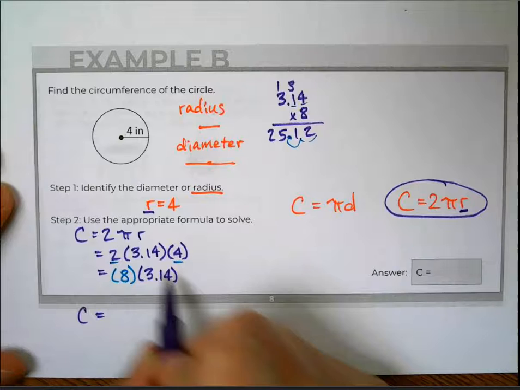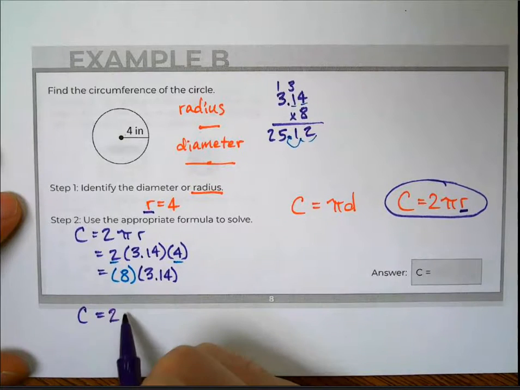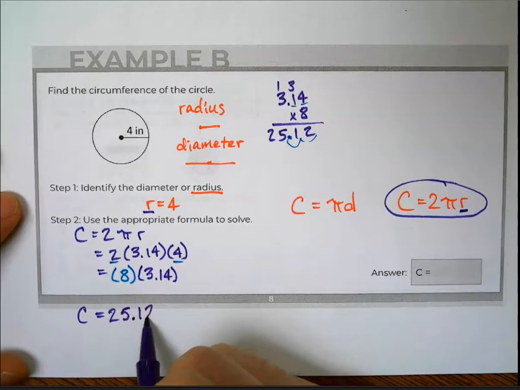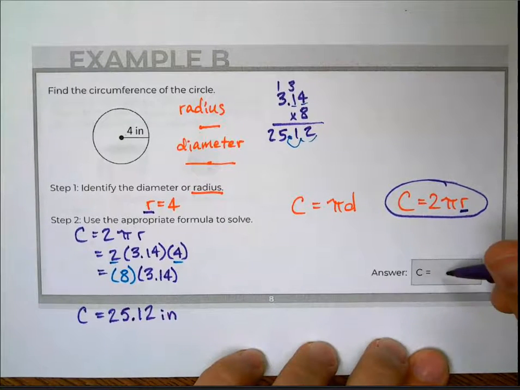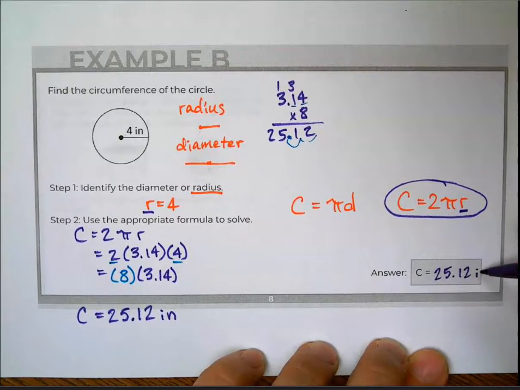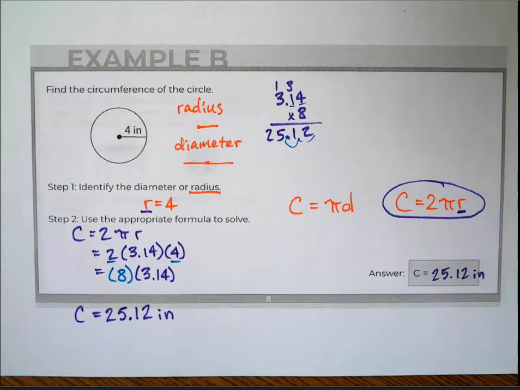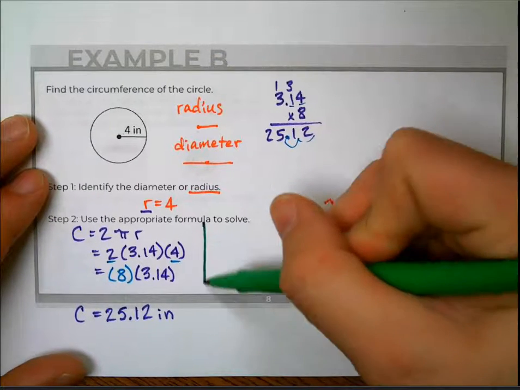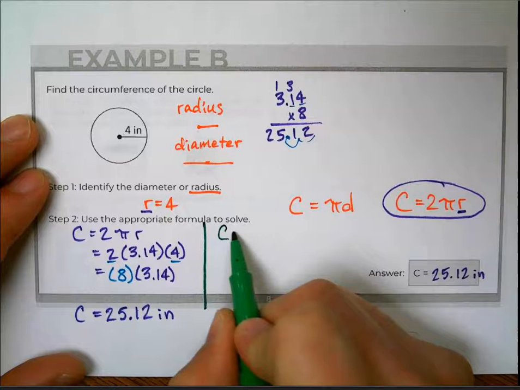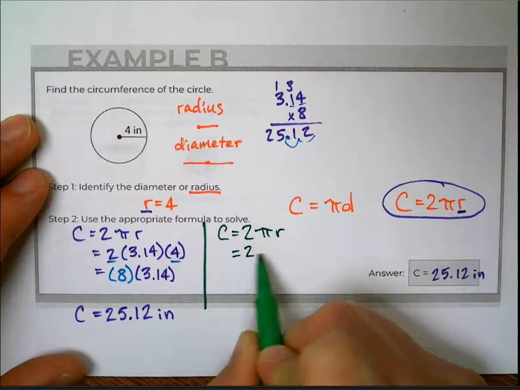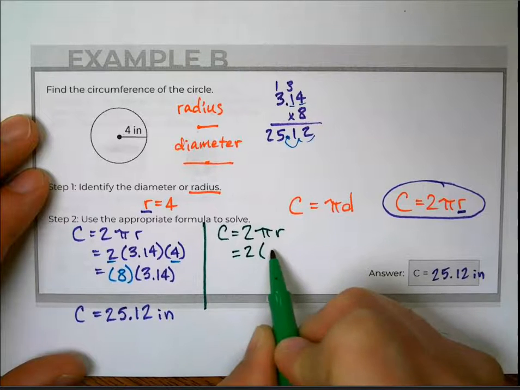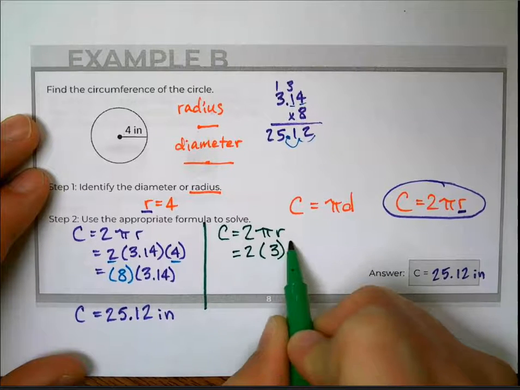So the circumference using 3.14 is 25.12 inches. So that is one answer that you can use. I will definitely accept that answer. But if you want to make things a little bit easier on yourself, you could use 3. So we still use the same formula, 2 times pi times radius. And that's going to be 2 times, instead of 3.14, I'm just going to use 3. I'm rounding it.